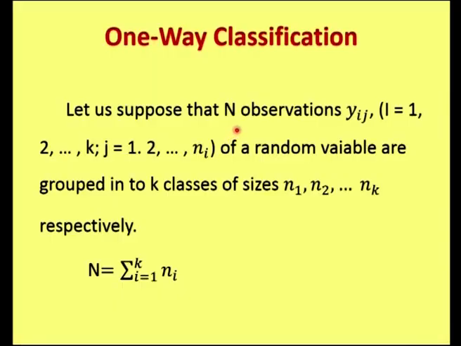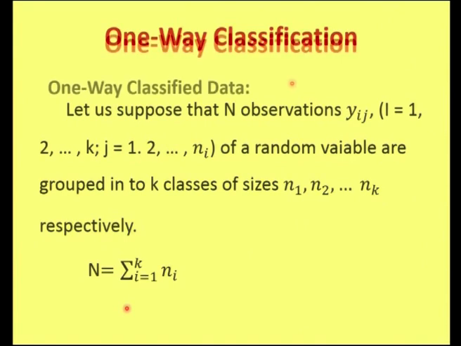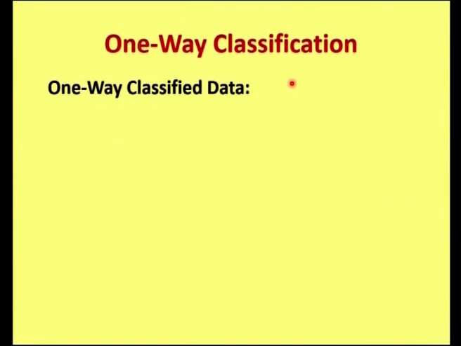Now, one-way classification. Here the total observations, that is n observations, we denote by yij, where i ranges from 1 to k, j ranges from 1 to ni, say for a random variable y, are grouped into k classes, each of the k classes of sizes n1, n2 and so on nk respectively, so that the total number of observations n is equal to the sum of all these n values. And for one-way classified data, we have an illustration.